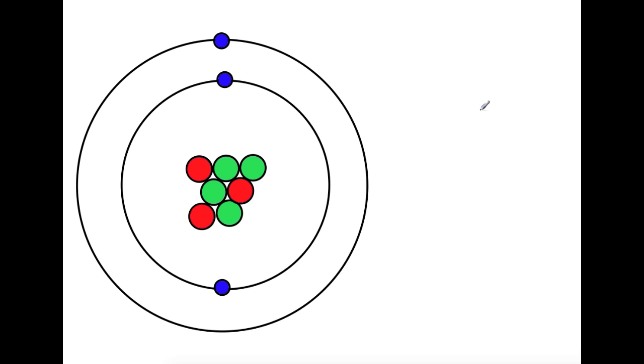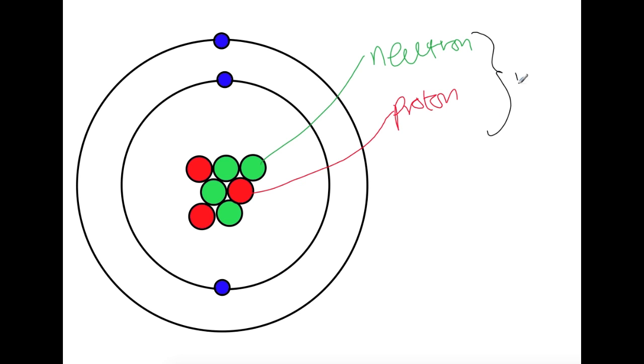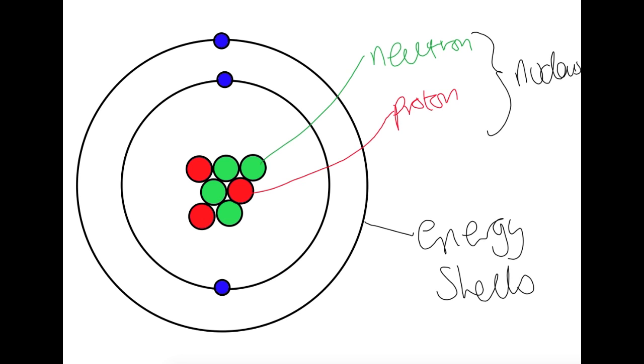So here we have a picture of a simple atom. In the centre we have the nucleus. Within the nucleus you have two particles. This red particle is a proton and this green particle is a neutron. Together these are in the nucleus. This is the centre of the atom. Orbiting in energy shells are the electrons. So that's this blue particle here.